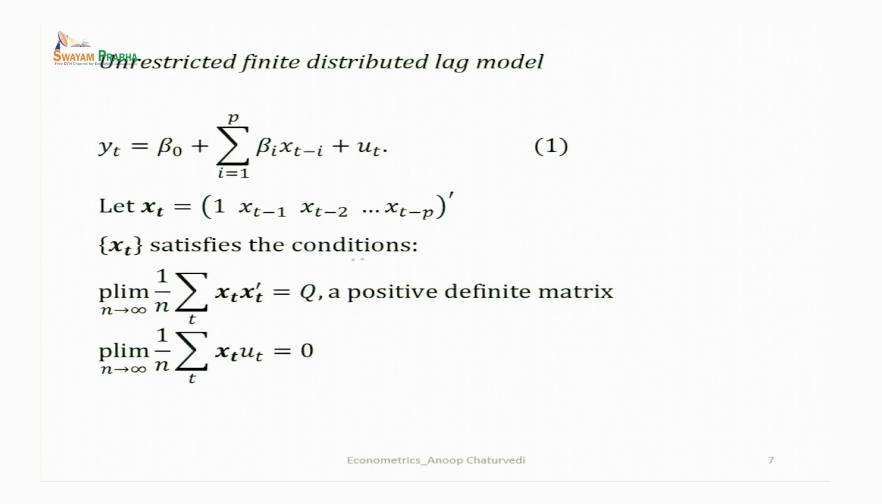Then this x_t satisfies the condition that 1/n summation over t of x_t x_t transpose converges in probability to Q, a finite positive definite matrix, as n tends to infinity. So, we require this condition, and then the probability limit as n tends to infinity of 1/n summation over t of x_t u_t is equal to 0. So, in the limit x_t is uncorrelated with u_t. So, these are the two assumptions which we make.